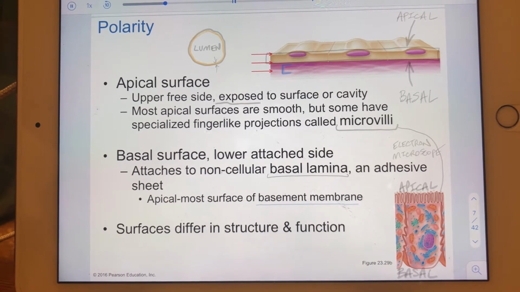Up here at the top. Here is our sheet. In this case, just one sheet of epithelial cells. Just a single sheet this time, all right? And there's this surface versus this surface.